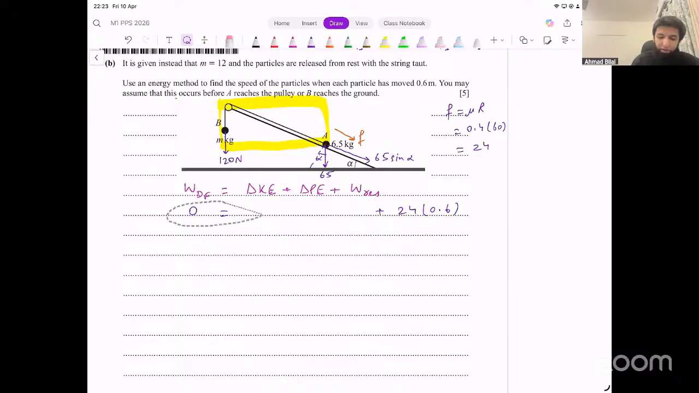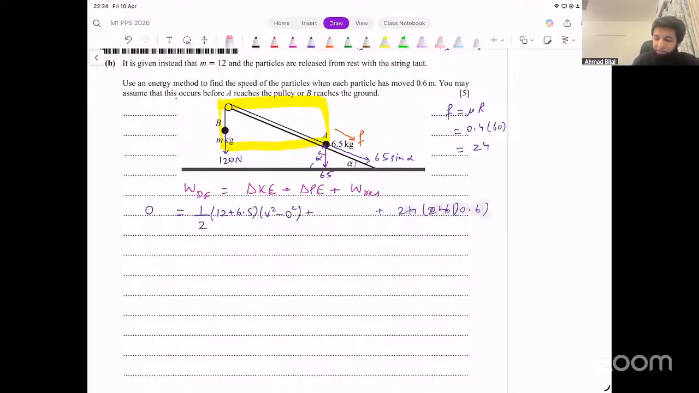What about this now? The particles were released from rest, and we need to find the final speed of the particles. So what about the change in kinetic energy? If you're considering the whole system, since they're both going to be moving at the same speed, kinetic energy can be calculated together. You can do it separately as well if you want. If you do it together, half m, what's the total mass? The total mass is 12. That's the total mass of the system times v squared minus 0 squared. That's the change in kinetic energy plus the change in potential energy.